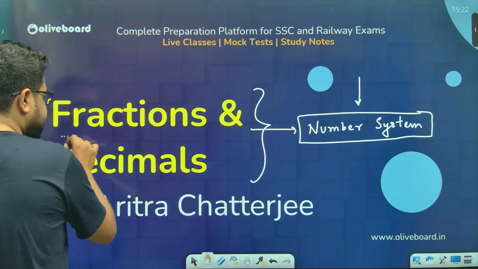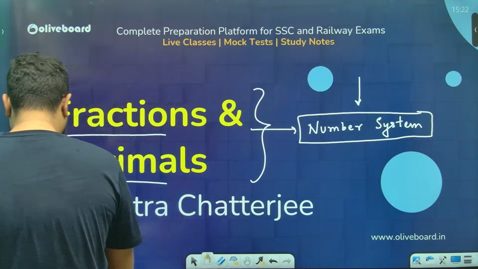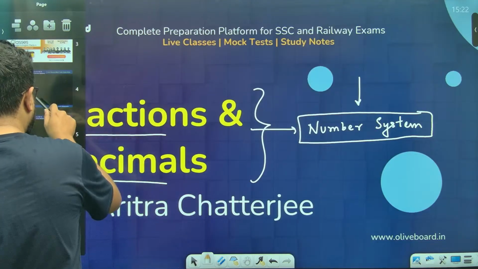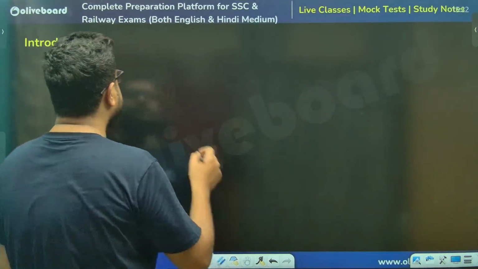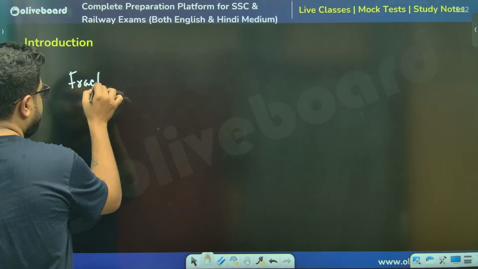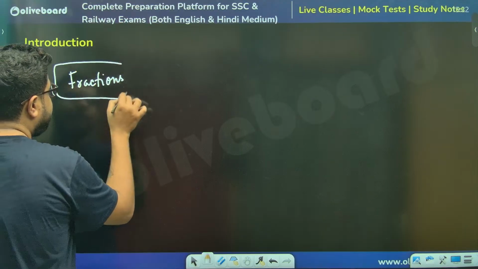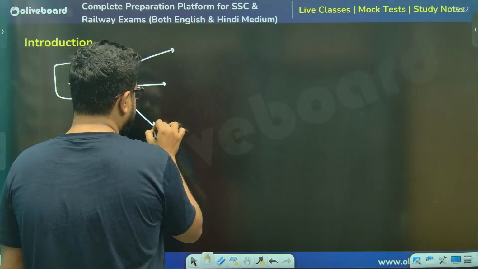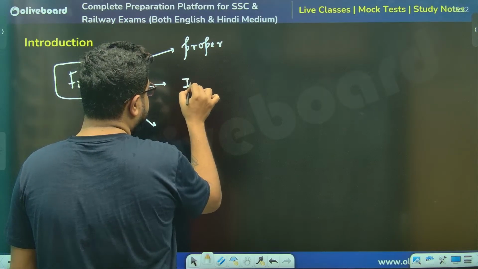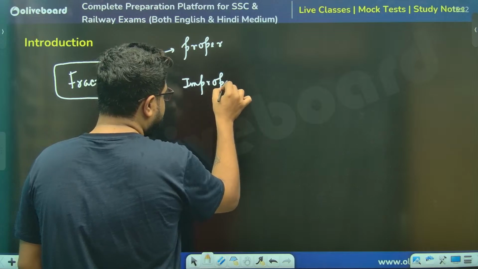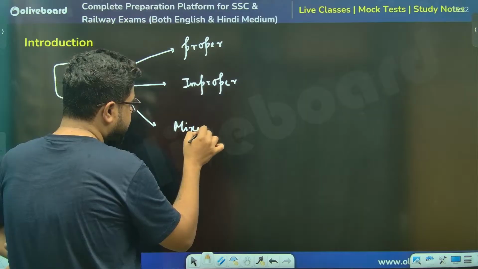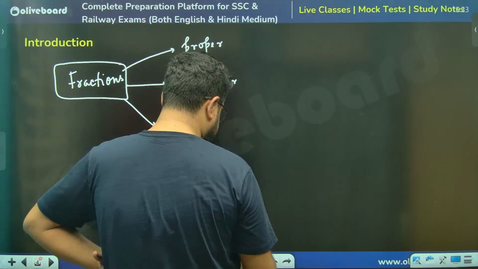Now, fractions and decimals, that is our chapter. Let me say a few things about fractions first. We generally have three types of fractions. One is called a proper fraction. One is an improper fraction. And if you convert an improper fraction into a proper form, that is called a mixed fraction. Let me give you an example.